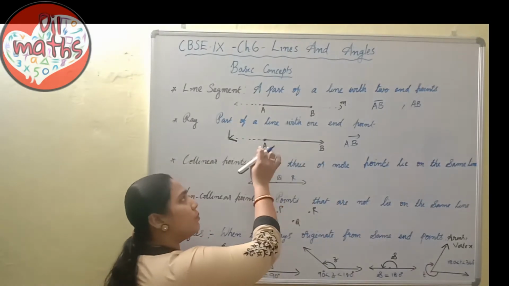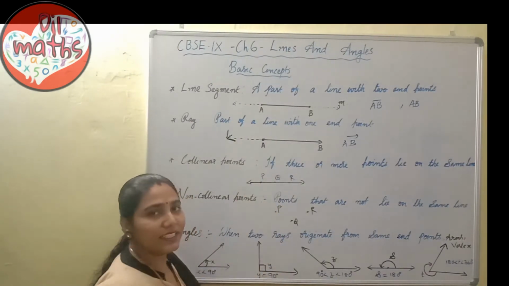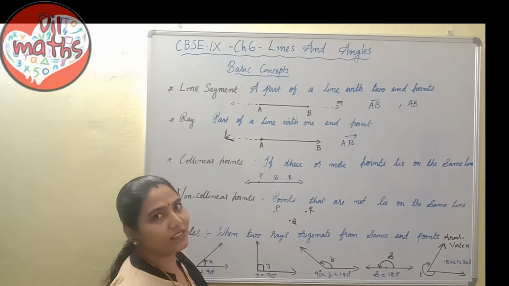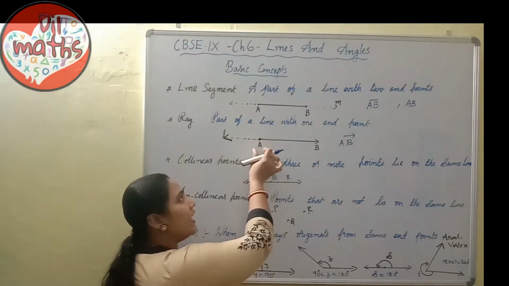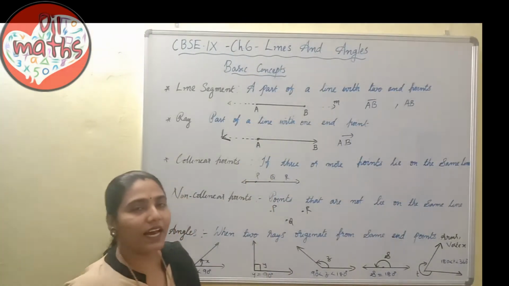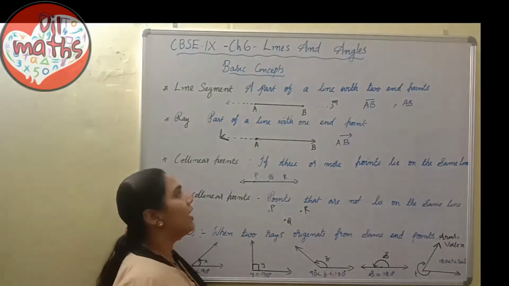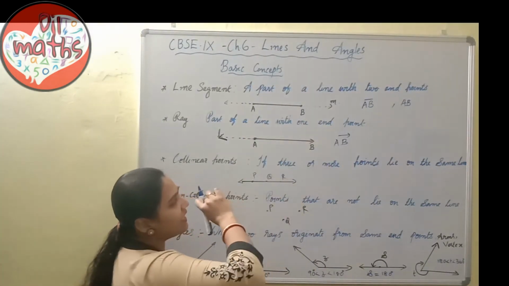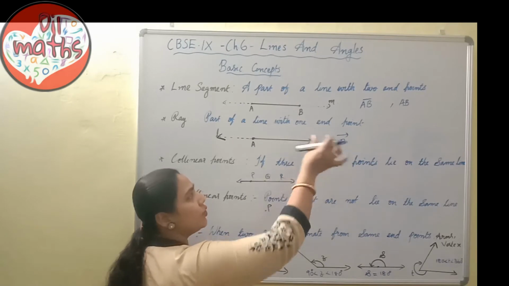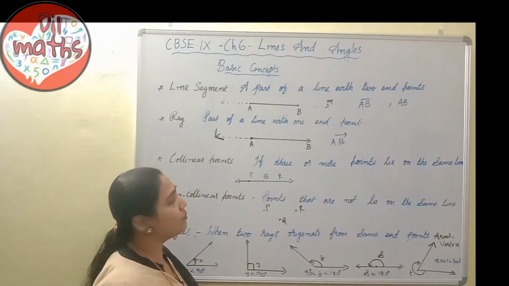And what about this A? This A is called the initial point or origin. This is the only endpoint. That endpoint we can call the origin or initial point. And what about B? Is B ending anywhere? No. It is going continuously. That means it extends up to infinity.